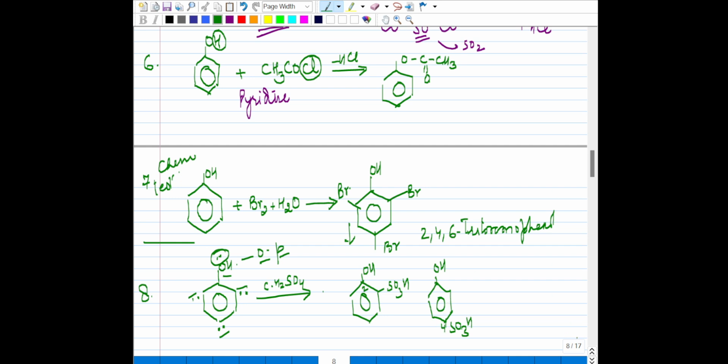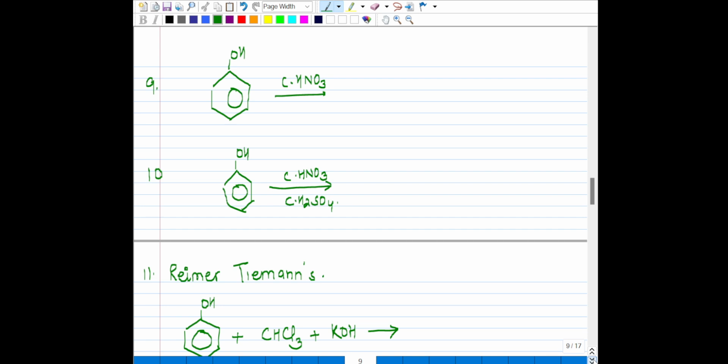Okay, next, if we take concentrated nitric acid. So if we take concentrated nitric acid, again phenol is ortho-para directing. So what will happen? You will get again two products. Phenol is there, you will get a nitro group on the ortho position, or you will get a nitro group on the para position.